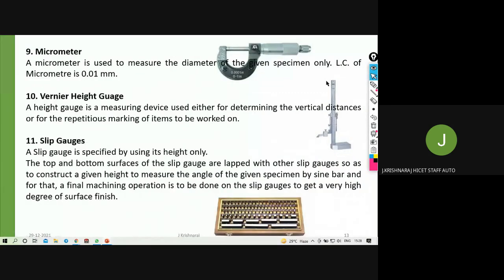The next is a micrometer, of course. The micrometer is used to measure the diameter of a given specimen. By the ratchet mechanism, we can tighten and loosen it, and with the aid of this, we can measure the diameter, and sometimes the length also, for a shortened length only. The least count value of this micrometer is 0.01 mm.